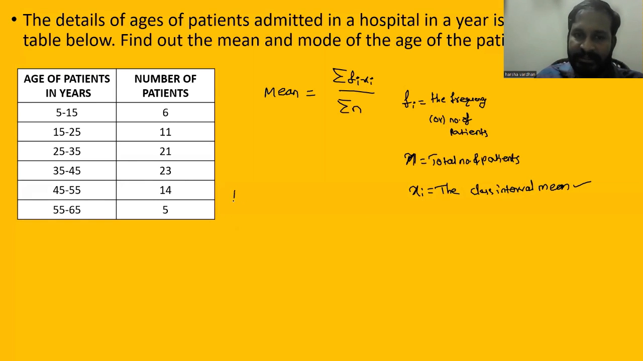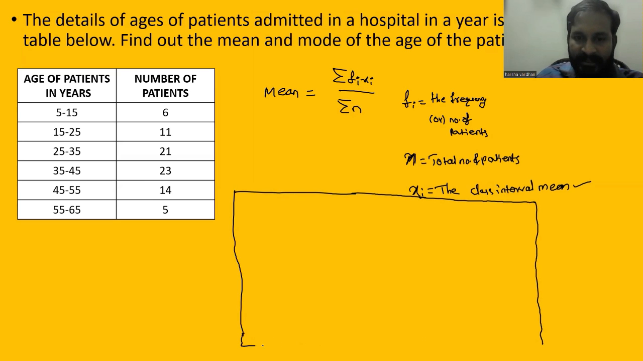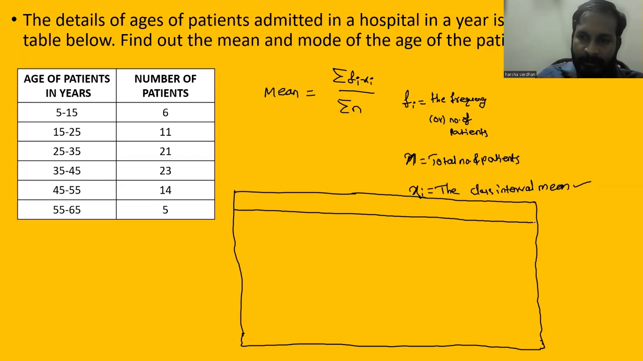In the paper, we will clearly draw the box. In the examination also, we need to draw the box. There is no other chance for us. Definitely we need to draw the box. One, how many columns? 1, 2, 3, 4, 5, 6.